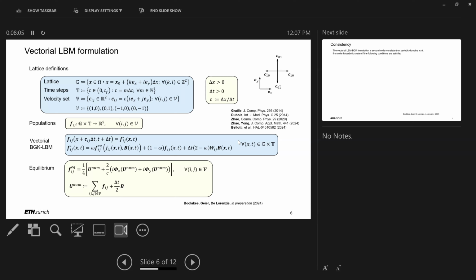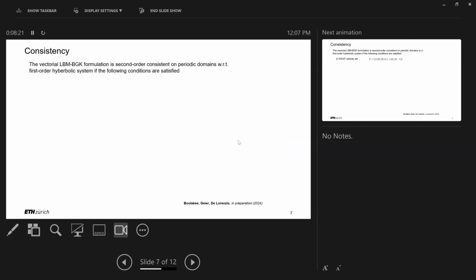And we define our numerical approximation of the primary solution vector as follows: we identify it with the 0th order moment plus half the forcing. Then the big question is: is this consistent, is it second order consistent, and is it stable? So I will go into this. Actually, it's not yet published, but hopefully soon.